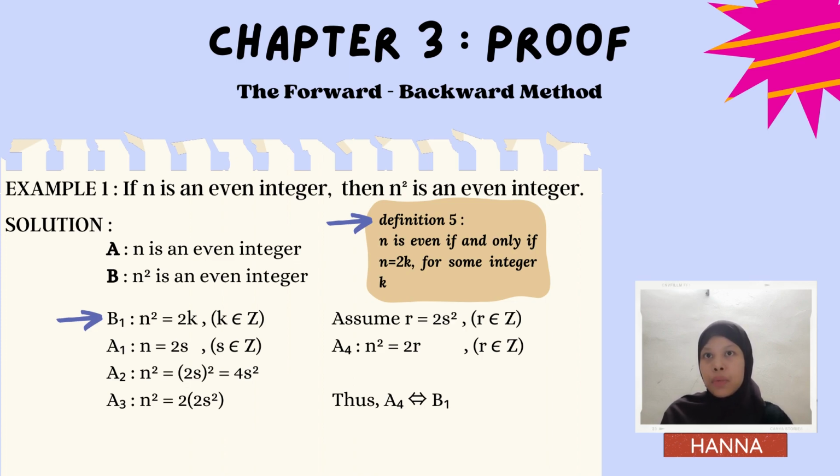At A2, we will square both the left hand side and right hand side, and we will get n squared equals 4s squared. Next, we will factor out 2 at A3, then assume r equals 2s squared, where r is an element of the integers. Thus, we will get A4 is n squared equals 2r. We can see that A4 has the same result as B1. Therefore, A4 is logically equivalent to B1.